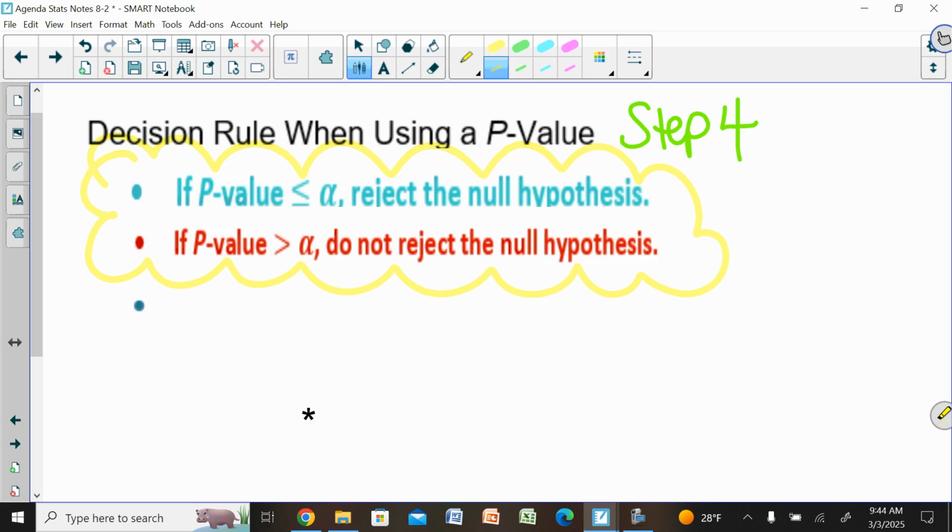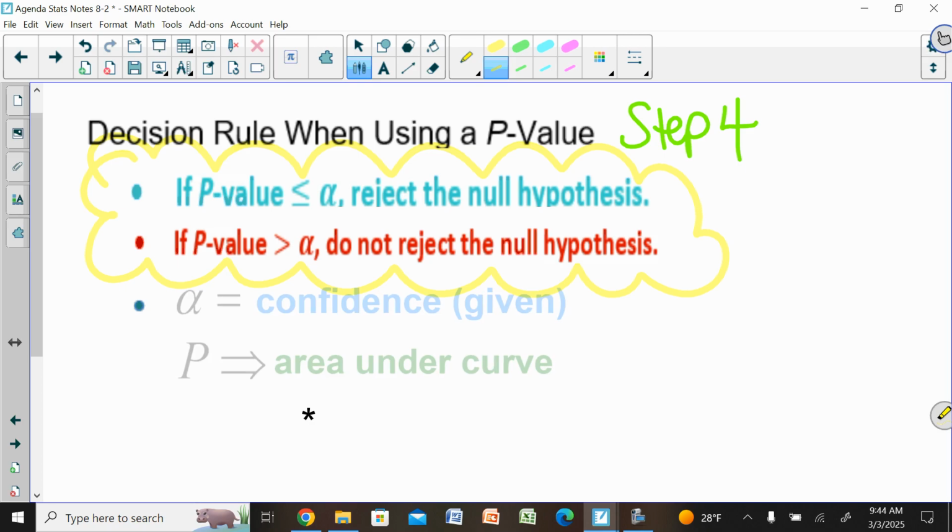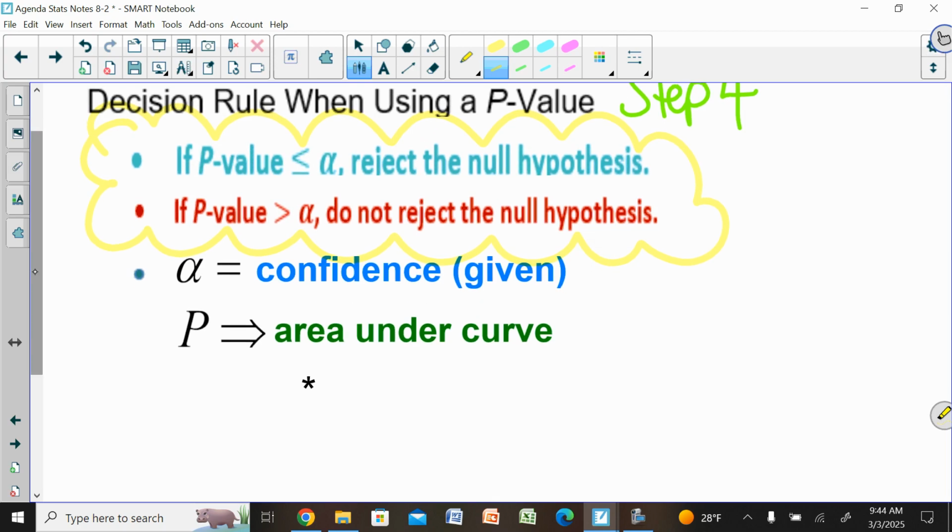We're going to compare our p to our alpha in step 4. Remember, our alpha is our significance level, 1 minus the confidence level. That's what was given to us. And the p is the actual area under the curve. It's going to be a 4-digit decimal, like 0.1058 or something like that.